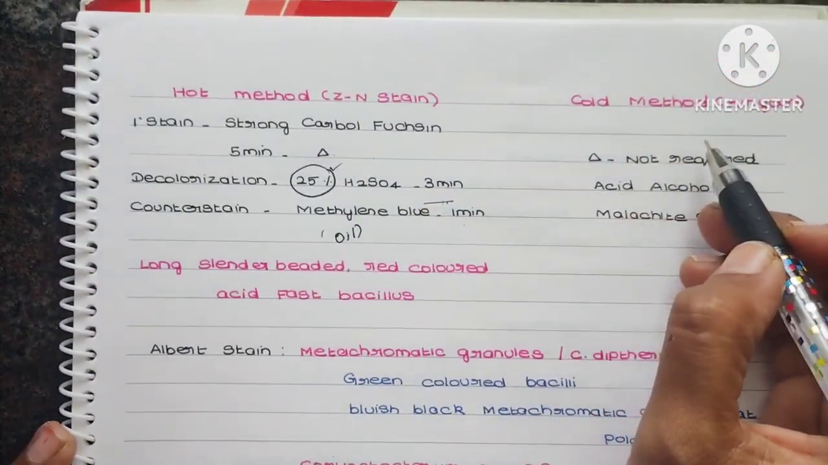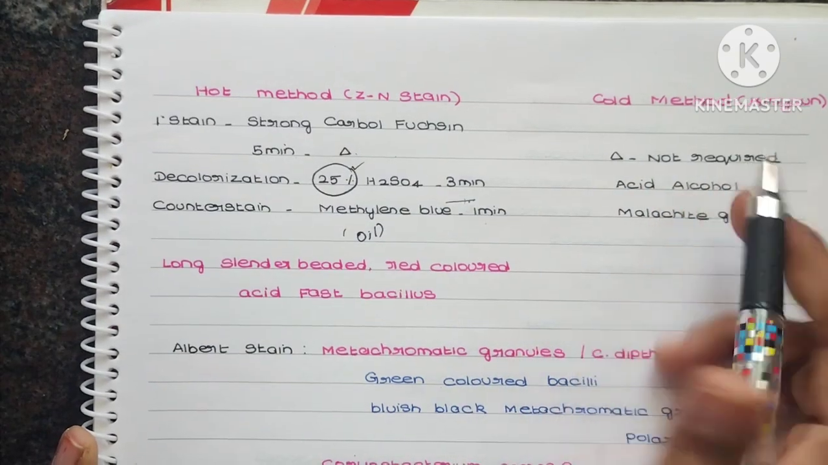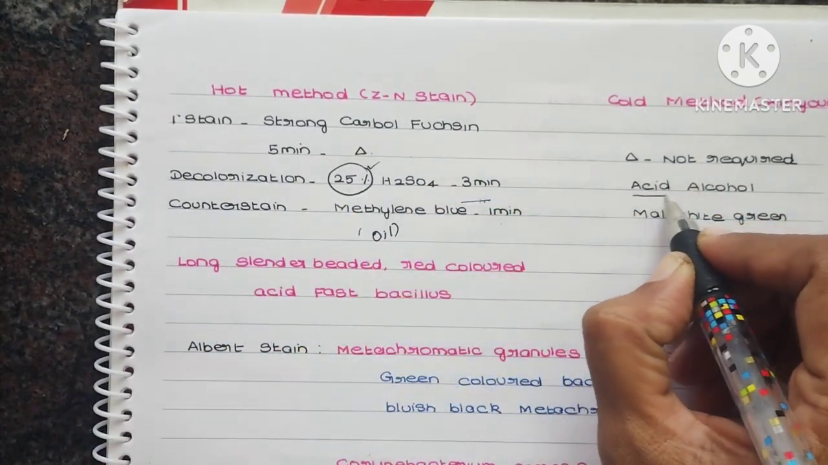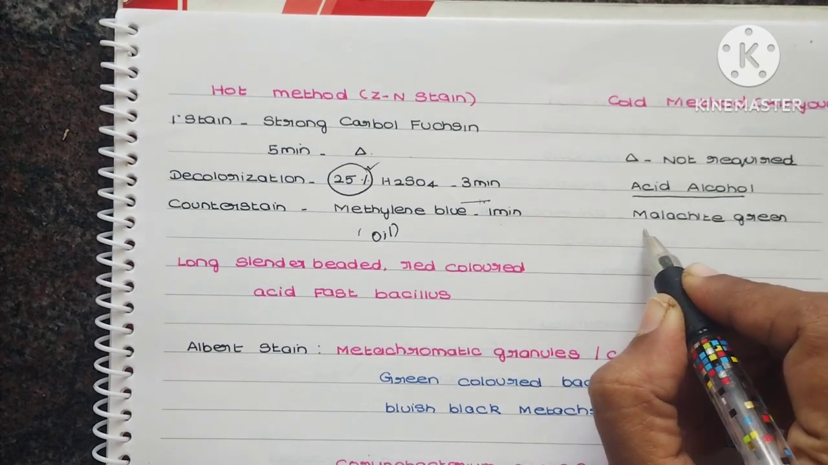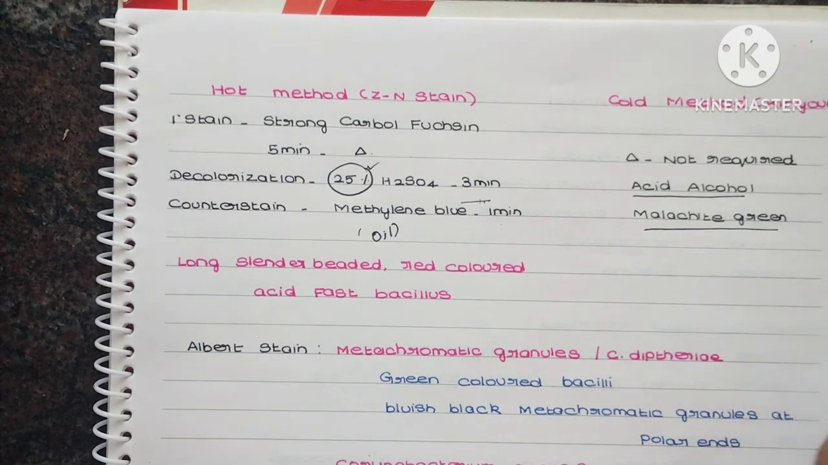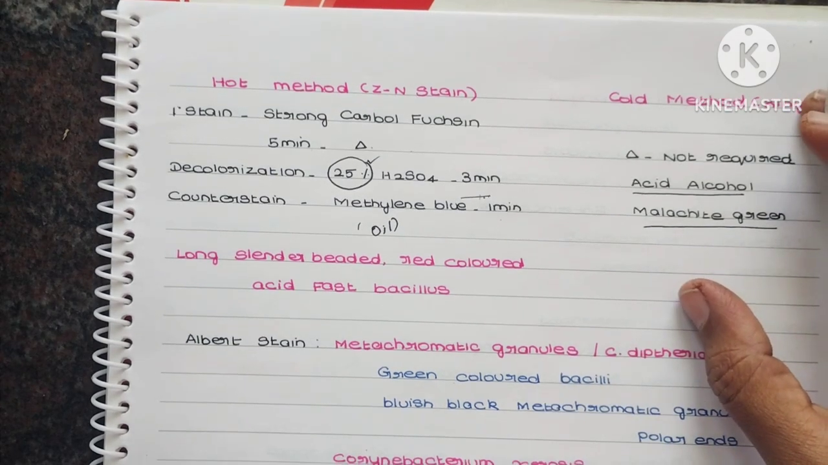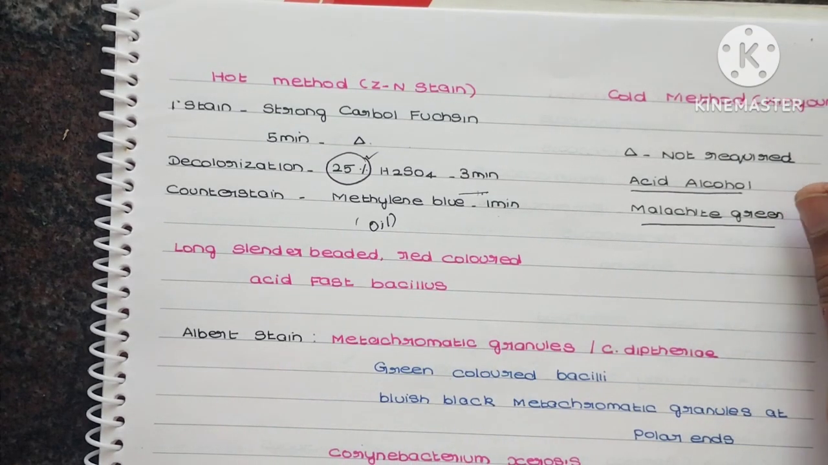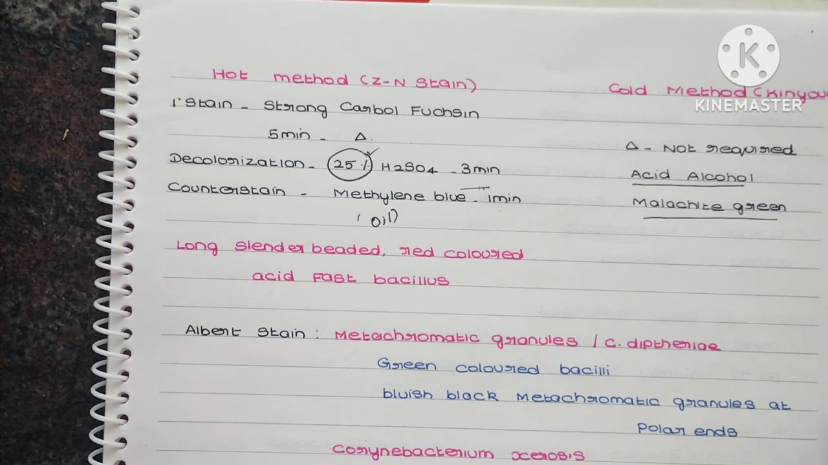Coming to the cold method, heating is not required, and for decolorization you will be using acid alcohol, and the counterstain is malachite green. The procedure is not that much needed, but you want to know the stains, that is the primary stain and the counterstain.